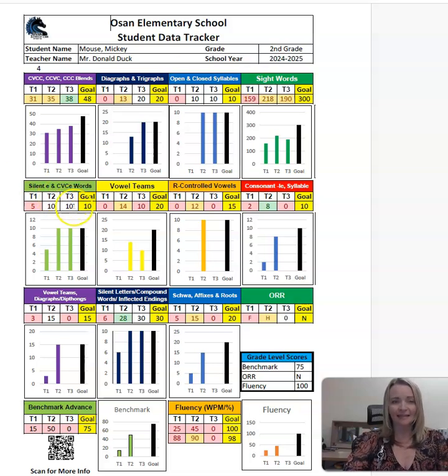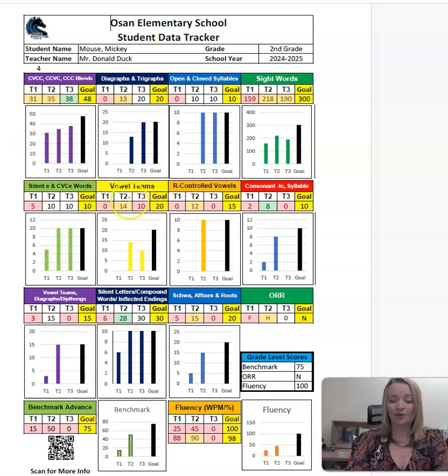Silent E and CVCE words are words that basically have your vowel, consonant, E. If you take the E away on this one, it would be "not," but then putting the E on, now you have the word "note." So the E makes the O say the long O sound.